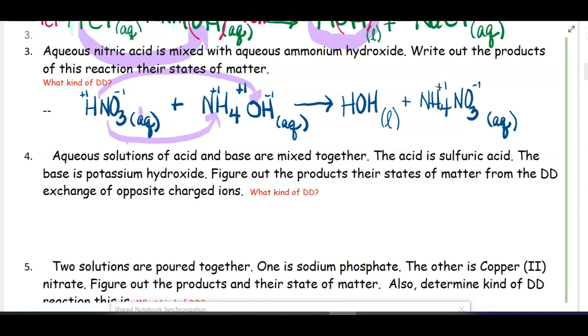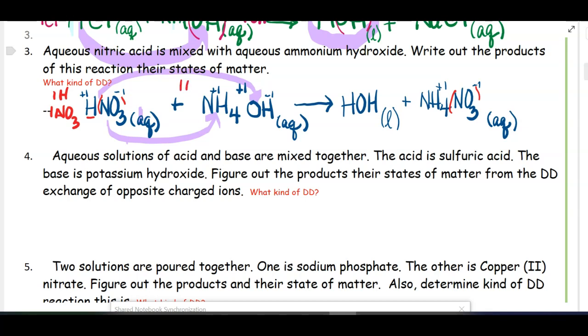Now, balance that equation. Start counting. Let's see what we got here. I see one hydrogen and one NO3. Since we have NO3 here, and NO3 here, I'm just going to count polyatomics, because who wants to break the nitrogen and oxygens apart and count them separately if you don't have to?